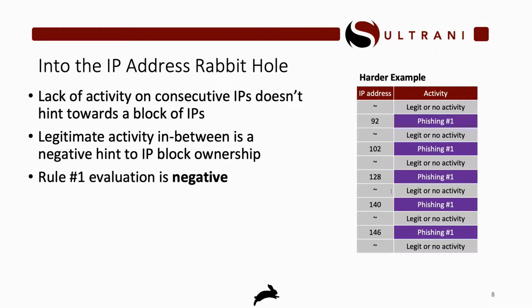What may have occurred here is they acquired individual IPs at different times and were given, as they were handed out, IPs that move forward or back and forth. It's kind of hard to see. You'd have to look at the date activity started in each one of those to timeline it out and understand when they may have acquired each one of those IPs and had activity on them. But it is, again, a harder example. In this case, our rule number 1 evaluation would be negative because of that legitimate or no activity in between the phishing. Let's do another hard one.